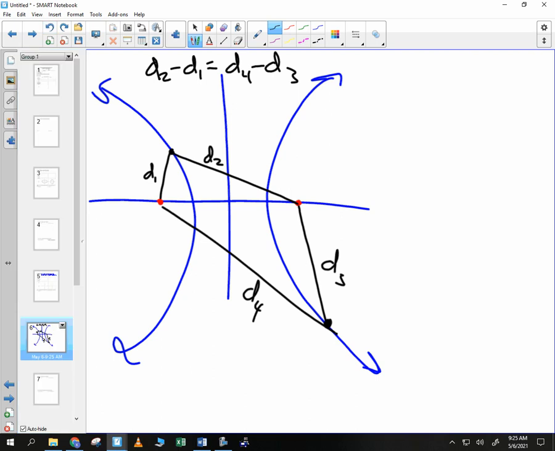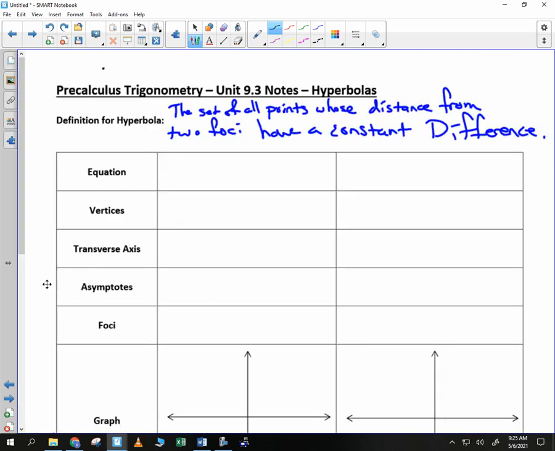And so that makes their equation very similar. The equation for a horizontal hyperbola is (x minus h) squared over a squared minus (y minus k) squared over b squared equals 1. Does that look familiar? Yeah, it looks like an ellipse, right? Except minus.